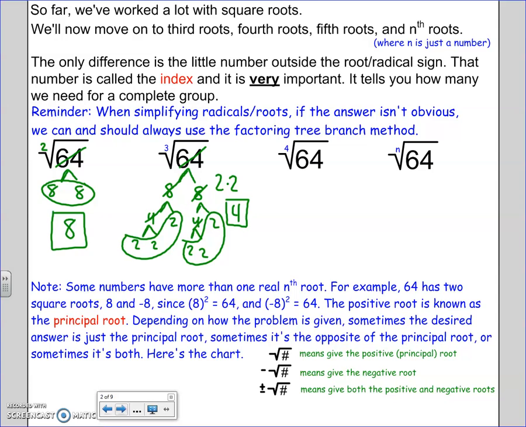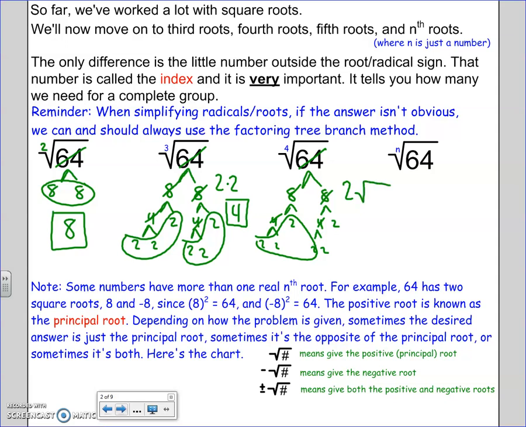If I do the fourth root of 64, same idea, but I need 4 of a kind. So I'm going to try that. So let's do 8 and 8 again. 8 is 4 and 2. 8 is 4 and 2. 4 is 2 and 2. 2 and 2. I need 4 of a kind. So here's 4 of a kind. Here's a group. For groups, 1 goes out. These last 2 2s have no pair, or not pairs, but 4 of a kind, so they stay inside.